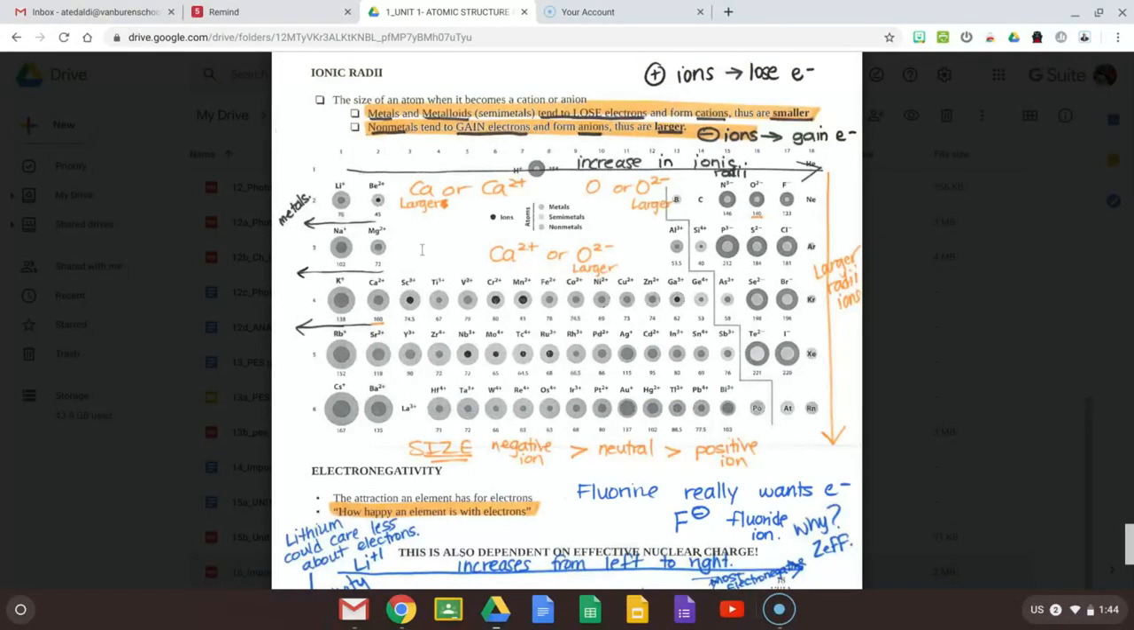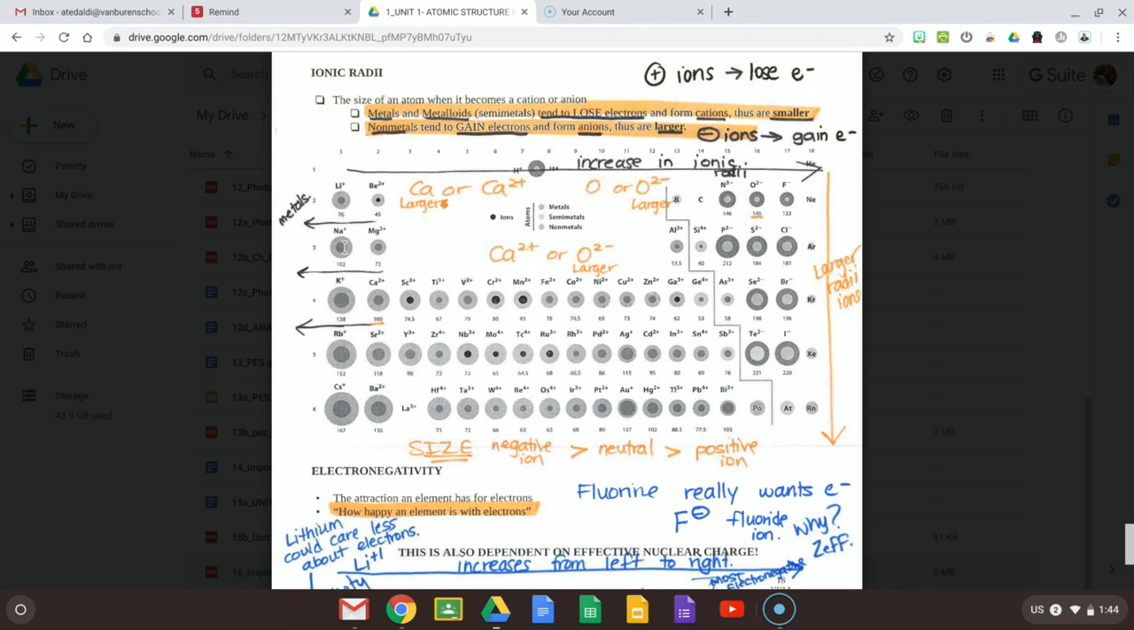If you look at sodium and magnesium 2 plus, they have the same number of electrons. Sodium originally has 11 electrons, but as a sodium ion, it has 10 electrons. Magnesium usually has 12 electrons, but as Mg2 plus, it also will have 10 electrons. Between the sodium ion and the magnesium ion, they both have 10 electrons. But why would the 10 electrons of magnesium be closer than the 10 electrons of sodium?